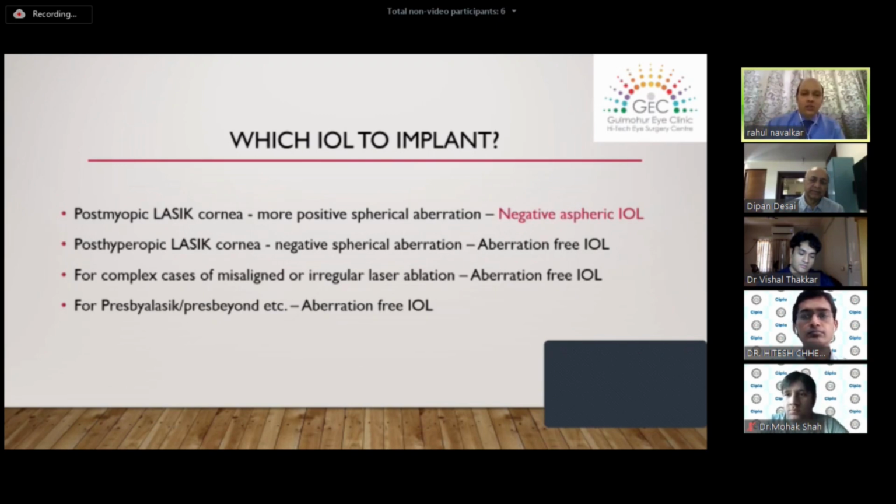And I was speaking to Dr. Sri Ganesh, who has had presbyopic LASIK done. And I asked him, what lens would you go ahead with? So he said aberration-free IOL. That was his game plan right from the beginning: having gone with a presbyopic LASIK, when he will require cataract surgery, he's going to go ahead with an aberration-free IOL.